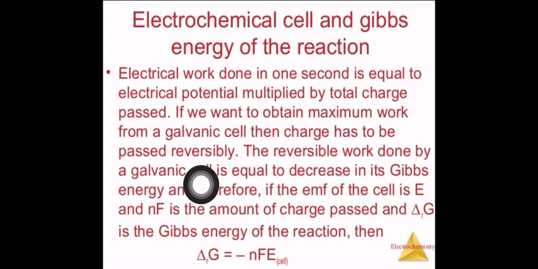Okay, so what does this mean? The term reversible suggests that if the reversible work done by the galvanic cell is maximum, at that time what will happen? There will be a decrease in Gibbs energy, and that's why we put a minus sign over here. And therefore if the EMF of the cell is E and nF is the total amount of charge passed, then the Gibbs free energy will be delta rG. This r stands for reaction. Delta rG is equal to minus nFE.